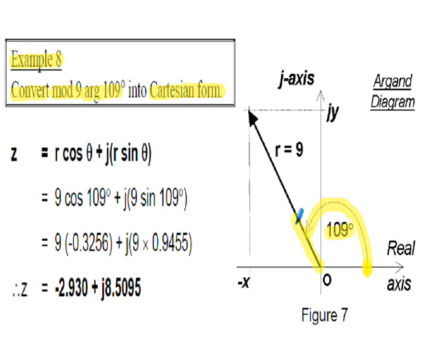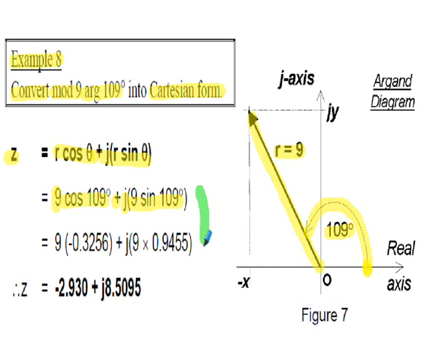The length of the complex number, or the modulus, is given as r equal to 9. So to convert from polar form, the r theta form, into the Cartesian form, the z equals x plus jy format, we use this formula. z is equal to r cos theta plus jr sin theta. In this case, the r is 9, and the angle, or the argument, is 109 degrees, so we get 9 cos 109 degrees plus j, and that's 9 sine 109 degrees.